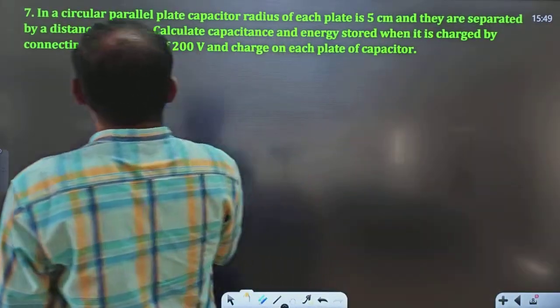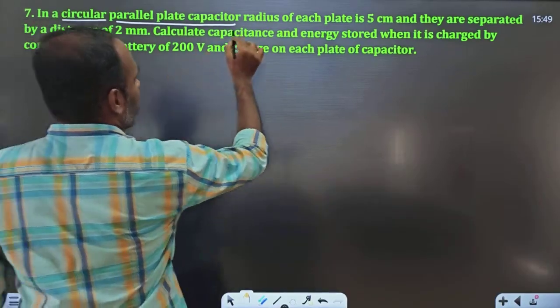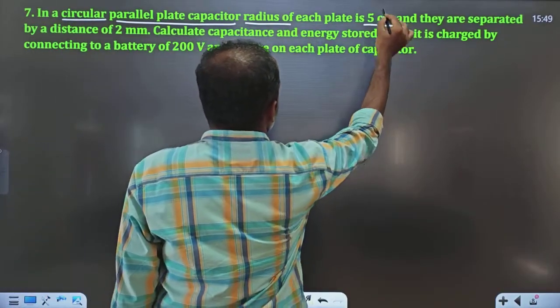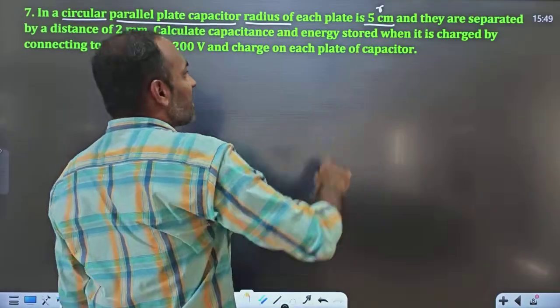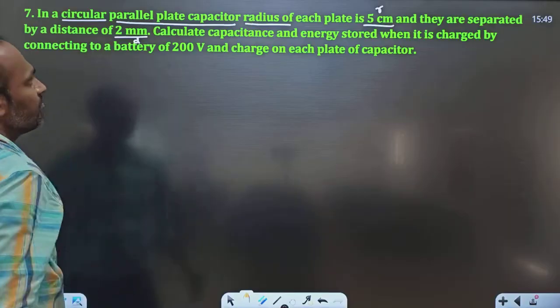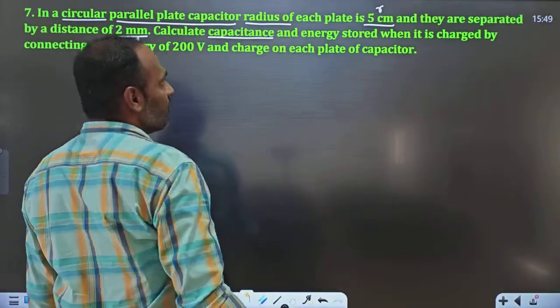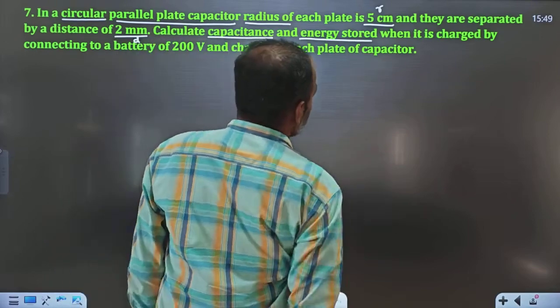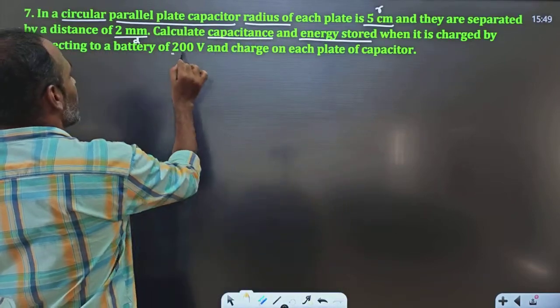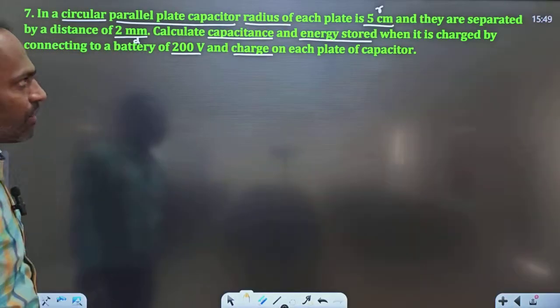In a circular parallel plate capacitor, the radius of each plate is 5 cm. Radius is given, and they are separated by a distance of 2 mm. The distance between the plates is given. Calculate the capacitance and the energy stored when it is charged by a battery of 200 volts, and we have to calculate the charge on each plate.